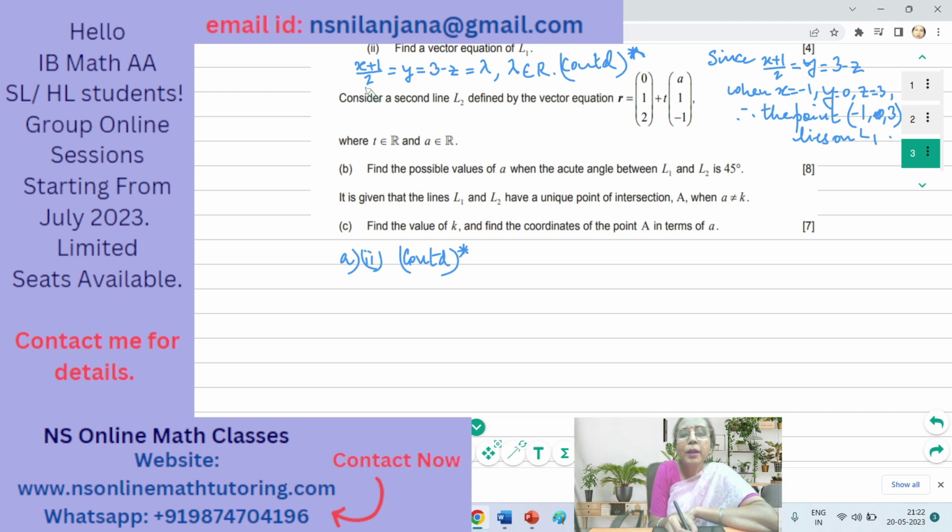So (x plus 1)/2 is equal to lambda. y is equal to lambda, and 3 minus z is also equal to lambda. Yeah?